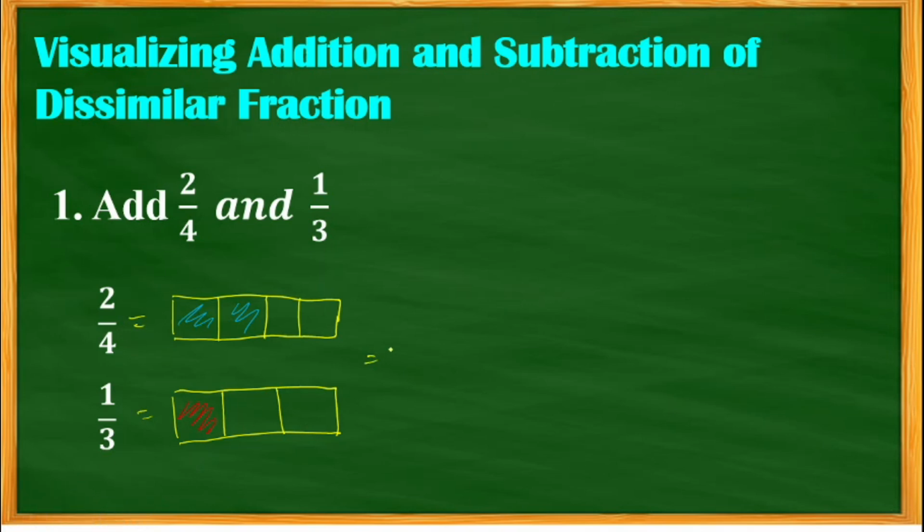Then let's combine the two. This time it involves dissimilar fractions, so we're going to get the common denominator of the two fractions. The LCD would be 12. So we're going to cut this into 12 equal parts. It's very easy. You're going to cut the one square into how many? 4. 12 divided by 4, the answer is 3. So you're going to cut this one into 3.